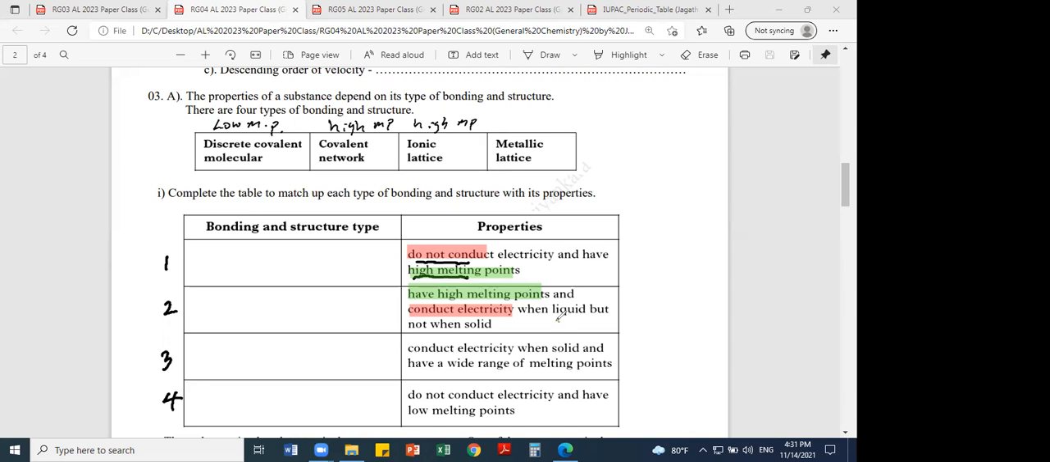Conduct electricity when liquid, but not when solid. Not when solid. That's very, very important. Conduct electricity in liquid form but not in solid form. Then this is definite, you can directly select this one.